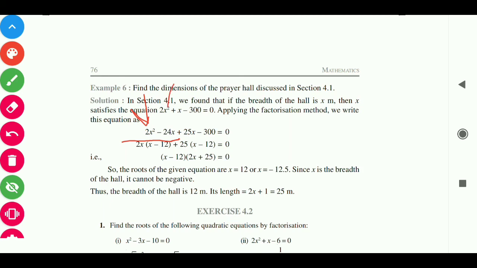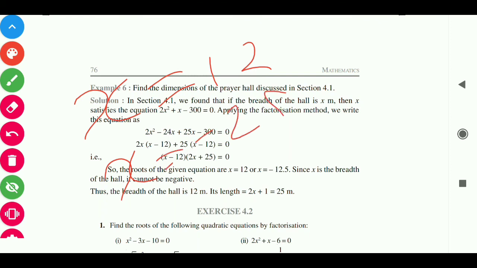So x minus 12, since 2 times 12 is 24, we have taken 2x common out, so 12 remains over here. Similarly, taking 25 common out from 25x minus 300, x remains over here, and 25 times 12 is 300, so 12 remains there. So we will get two factors, x minus 12 and 2x plus 25 equals to 0. Now equating both the terms to 0, we get x equals to 12 and x equals to minus 25 by 2.